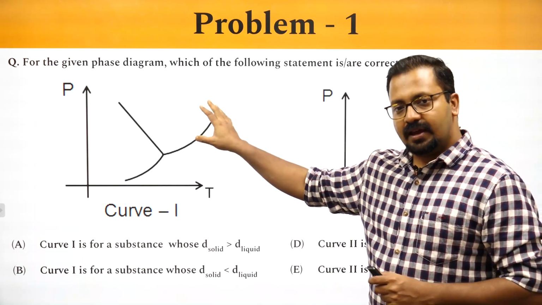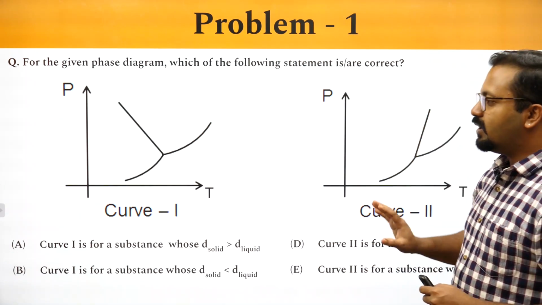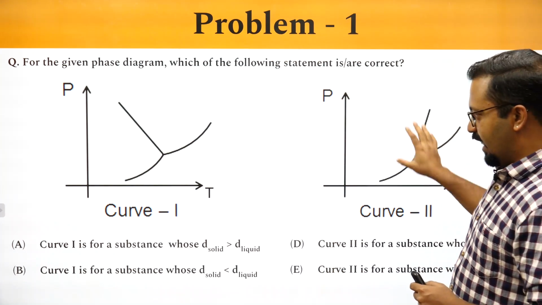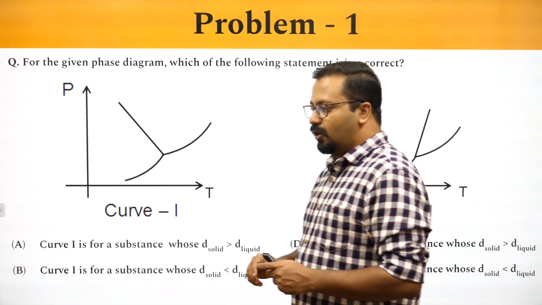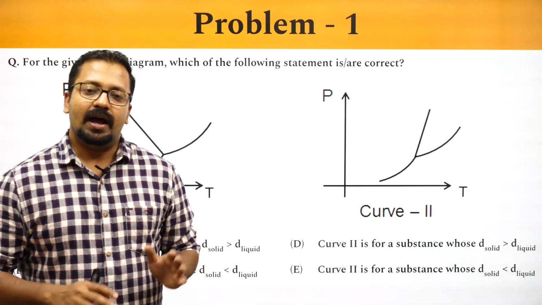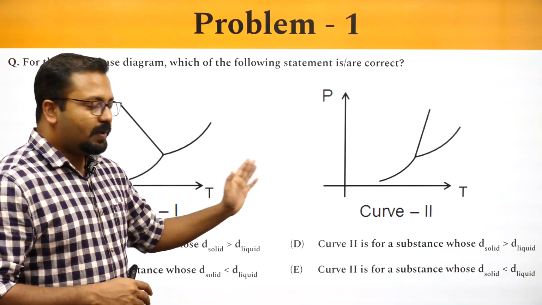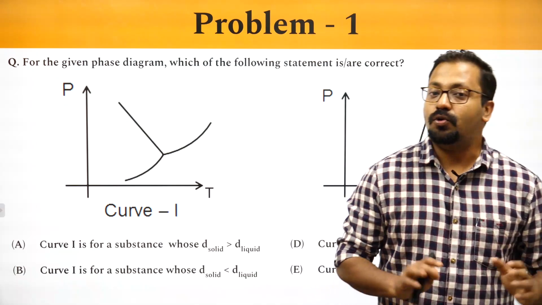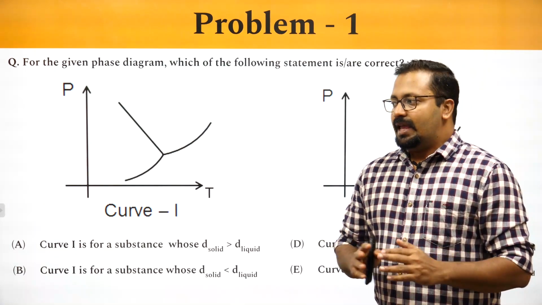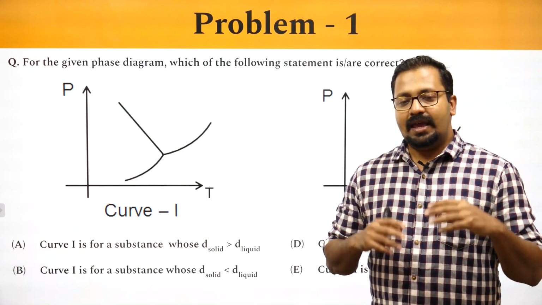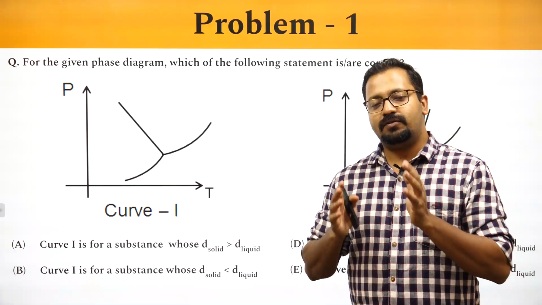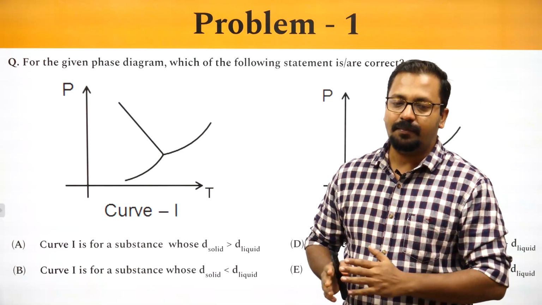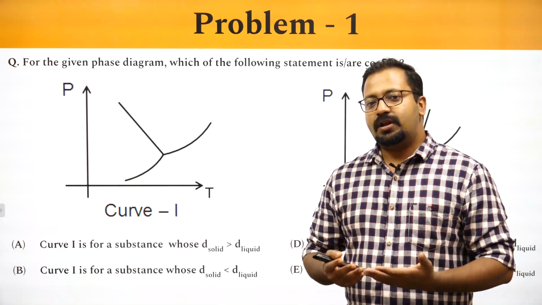The question is about phase diagram, and what do we have to infer in this? We have to infer that the two phase diagrams, that is curve 1 and curve 2, are for two different substances, in which we have to identify the relation between the density in the solid phase and the density in the liquid phase. First and foremost, I need to know what is a phase diagram. Okay, so the phase diagram is a graphical representation of the existence of three different phases of matter, that is solid, liquid and vapor, at given conditions of pressure and temperature.